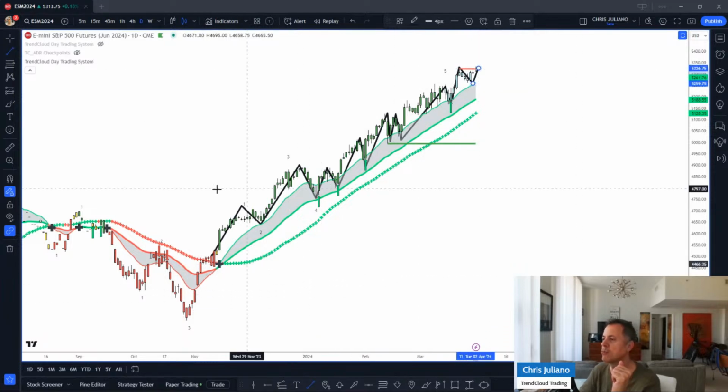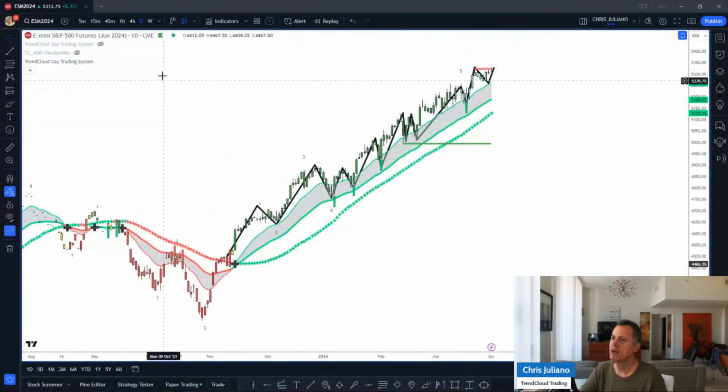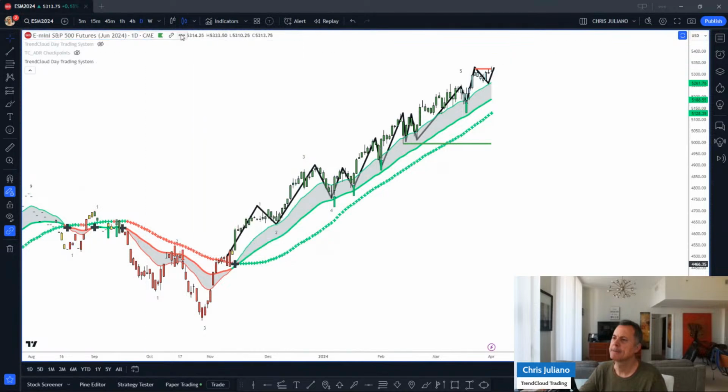Each time pulling back into the TrendCloud, okay, until another one here, until you get extended. All right, so we can draw it out. I guess you can't do that anymore. Okay, well, that's what it would look like. That's how price moves inside of your TrendCloud system.